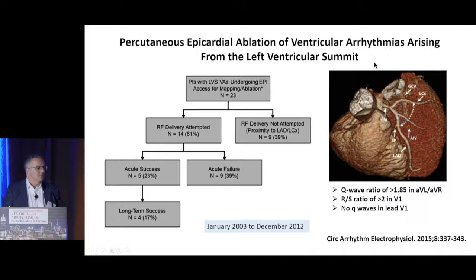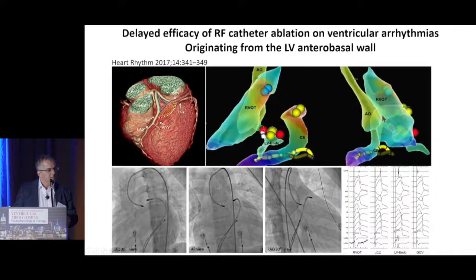What is interesting is also to know that because of the presence of fat in this region here, epicardial approach is not as useful as you would like in this particular situation. This is the presentation from the Penn group, and very few patients had a successful epicardial ablation when the PVC was coming from this region there.